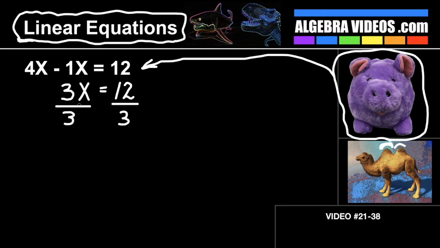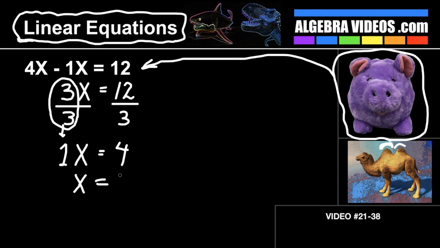If we do that, the reason I did that is that 3 divided by 3 is 1. Anything divided by itself is 1. That's this term right here. 3 divided by 3, well, that simplifies to 1. X, I'm just going to rewrite that. That stays the same. And that's equal to, on the right side, 12 divided by 3, which is 4. So 1x equals 4. And I can write that more simply. I can just say x equals 4. 1x equals 4 and x equals 4.